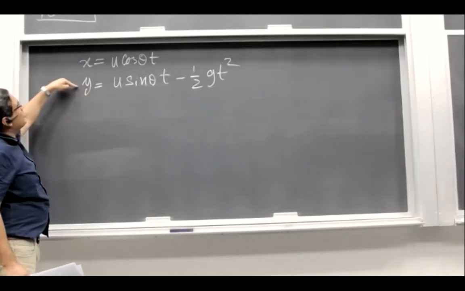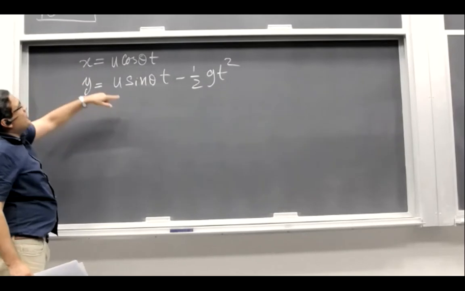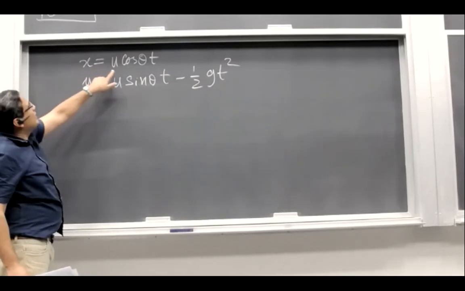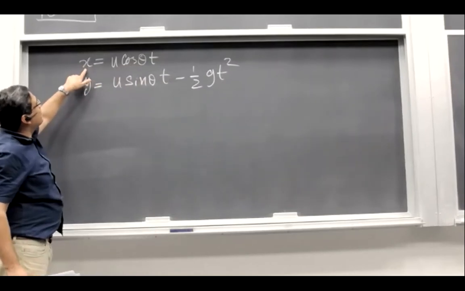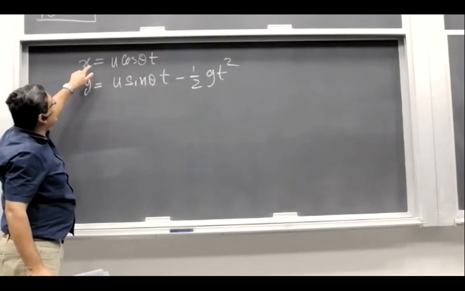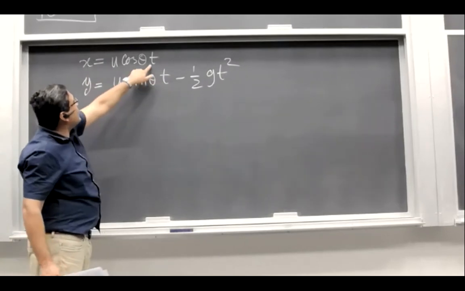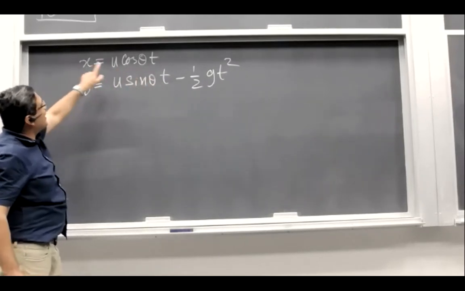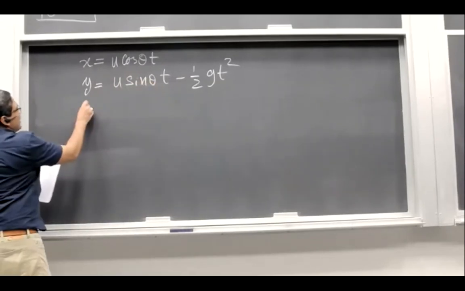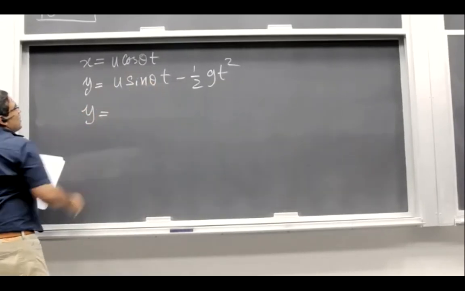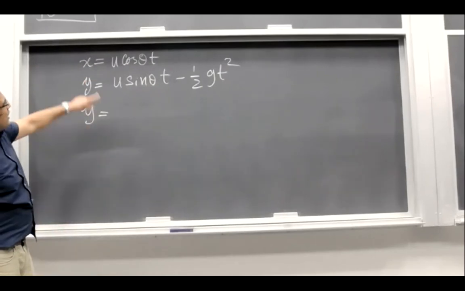So we want to see how y changes or how y depends on x. And the only way to do is if you eliminate t from this equation. So you just write t in terms of x. Yes, and then substitute the value of t. So you write t in terms of theta, u, and x, and substitute the value of t in this equation, and then that would give you y in terms of x. So I am not doing the algebra. You can do it yourself.